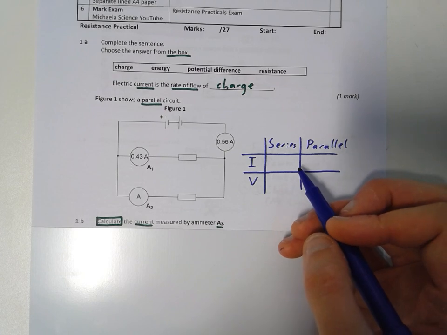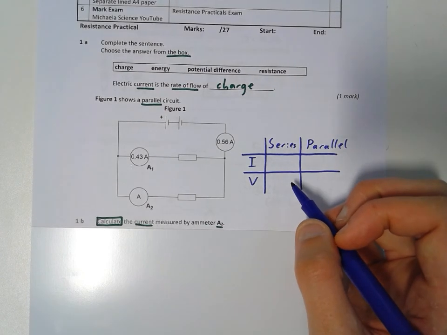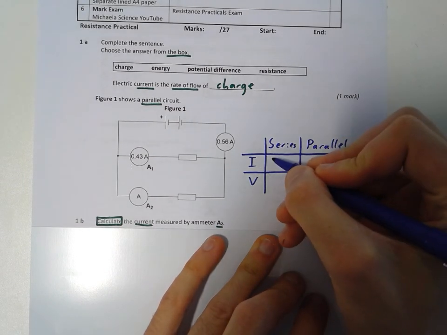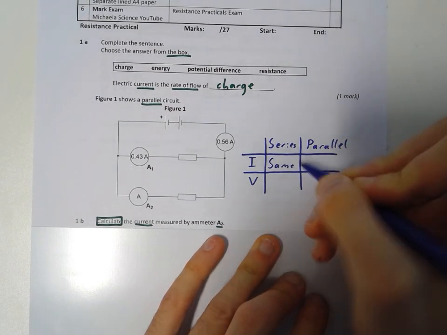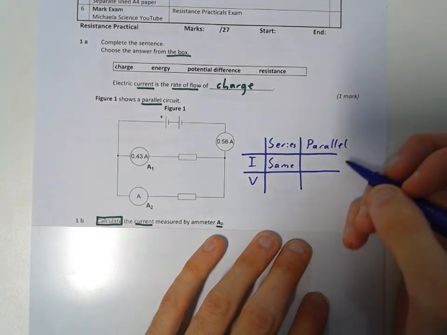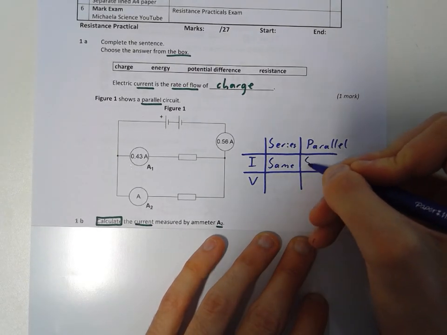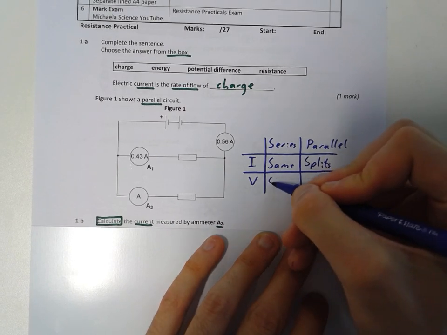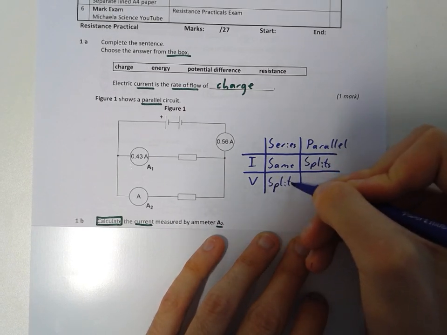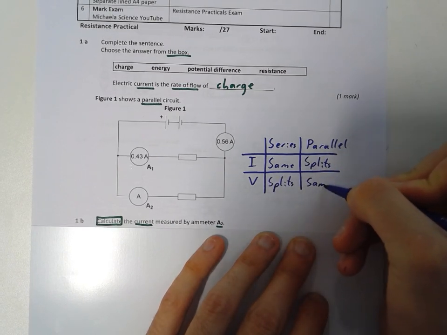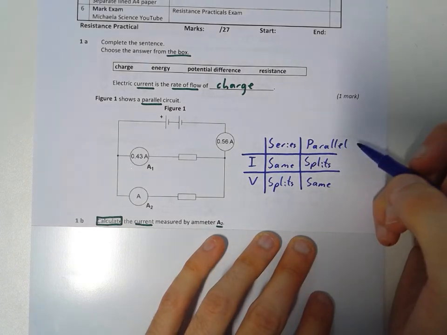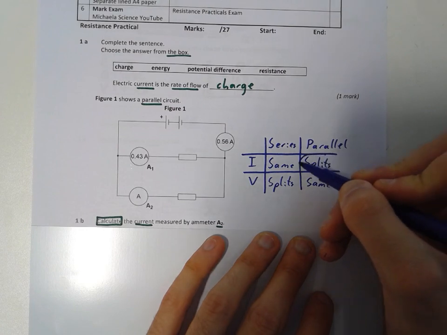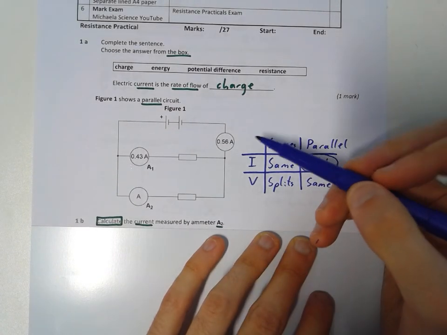Remember, always draw your little table for series and parallel. Remember, in series, current stays the same. And as long as you can remember that, you can remember all the different rules. So it therefore splits in a parallel circuit, potential difference splits in a series circuit and stays the same in a parallel circuit. So what we're looking at today is current in a parallel circuit. So we're thinking the current is going to split.